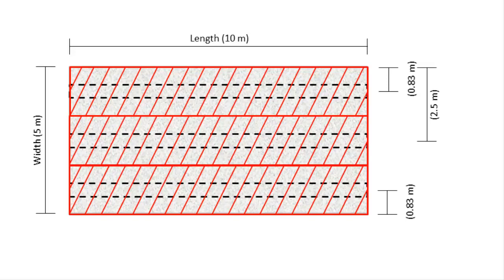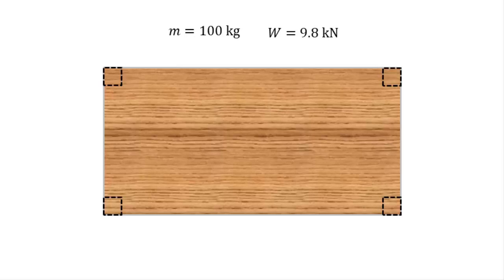Let's have a look at another example. Consider a wooden dining table. Again, looking at the plan view of the table, e.g. from the top down. The mass of the table is 100 kilograms, so its weight is 9.8 kilonewtons, and is supported by 4 posts at each of its corners.